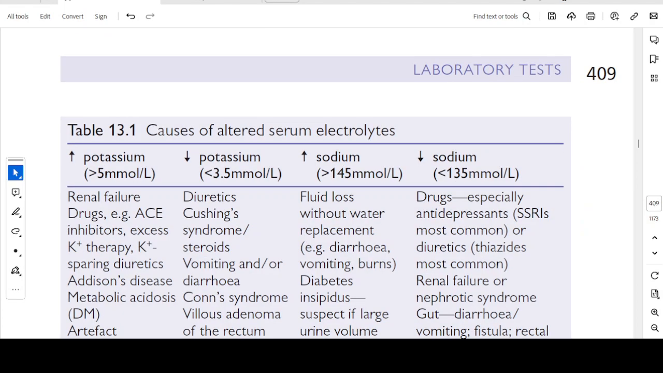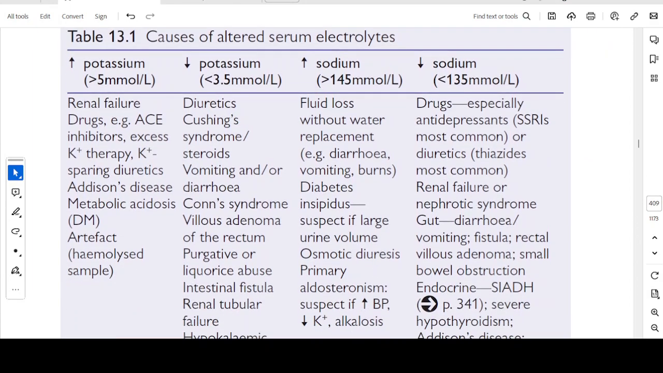creatinine and blood pressure. Causes of altered serum electrolytes. Causes of raised potassium or hyperkalemia, more than 5 millimoles per liter: renal failure, drugs like ACE inhibitors and excess potassium therapy.